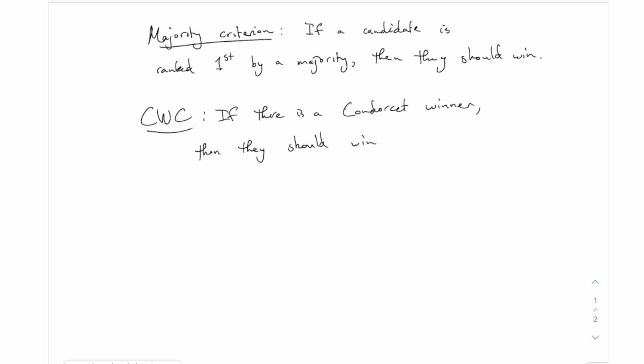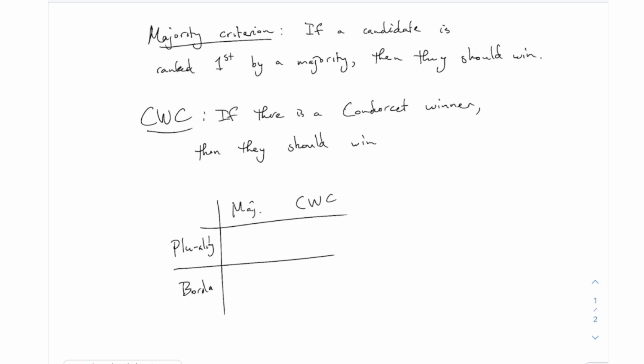And the Condorcet winner criterion, that's what CWC means. It says if there is a Condorcet winner, that is somebody who would have won in all of the one-on-one pairings, then they should win the election. And we talked last time about how not all voting systems will satisfy both of these properties, but I think we started making a chart, right? Plurality, and we talked about the Borda also. And we have these two criteria here. I would not expect you to memorize this chart, but we said the plurality does satisfy the majority.